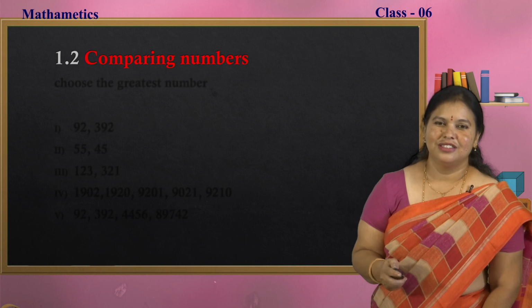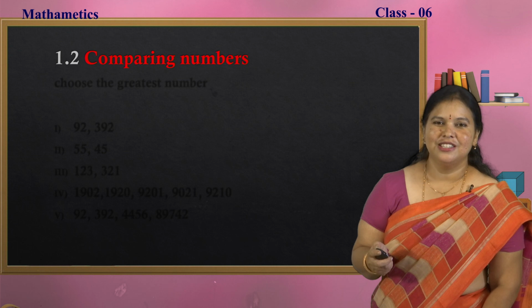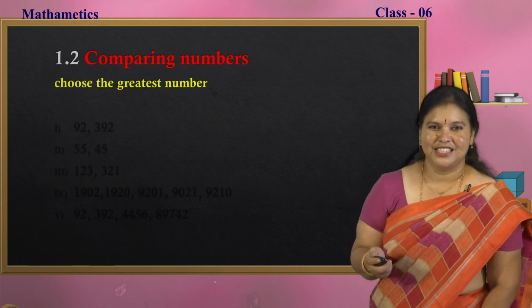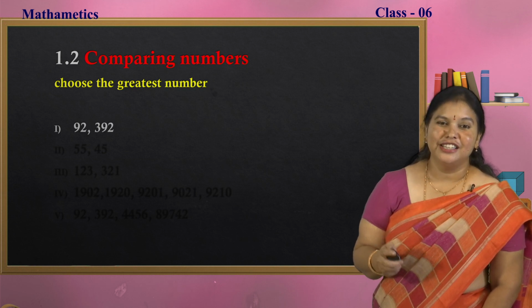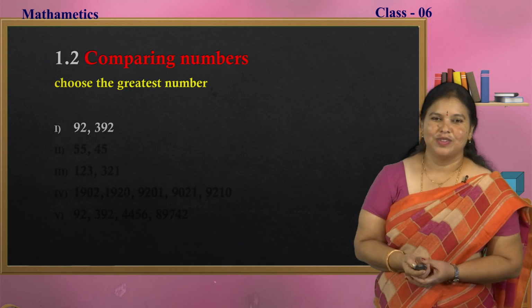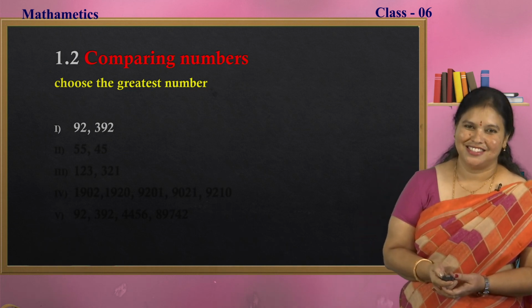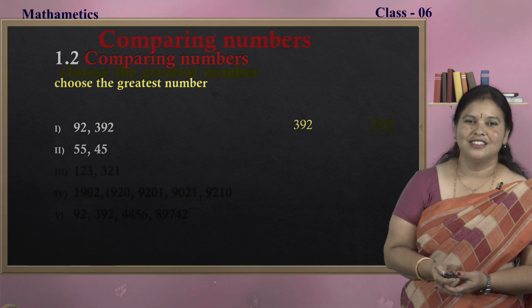So, here you have learnt how to compare numbers and how to identify the smallest number. Let us see another set of numbers and choose the greatest number. Okay, we'll take the first example, 92 and 392. Among these two numbers, which one is the greatest number? Yes, it is 392.